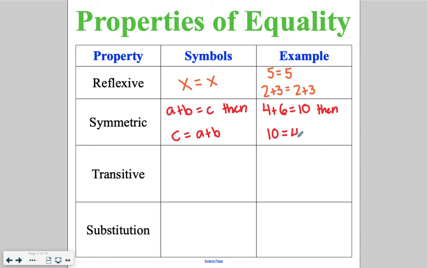Notice, again, the order of that adding didn't change. It could have been 4 minus 6, it could have been 4 plus 6, divided, multiplied, anything, as long as the answer is equal to it. And this just says you can flip-flop what is on the left and the right side of the equal sign.